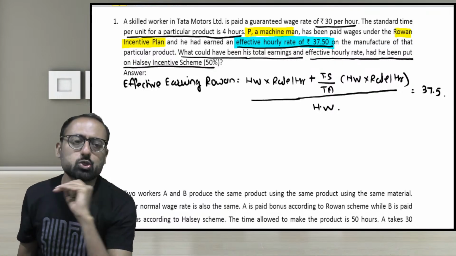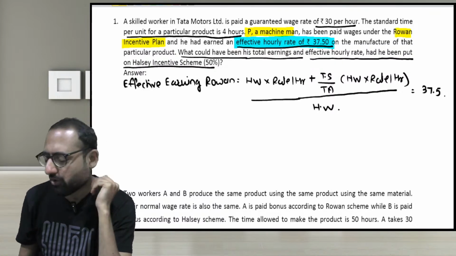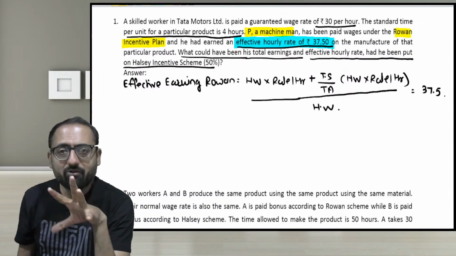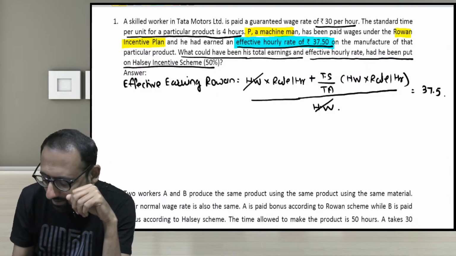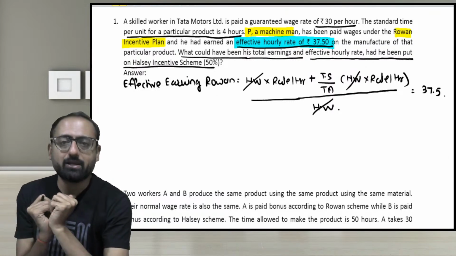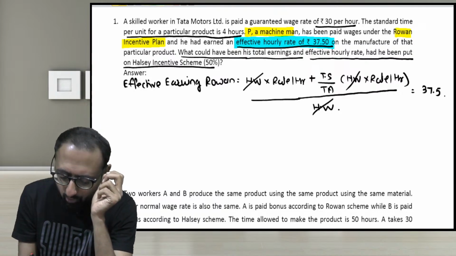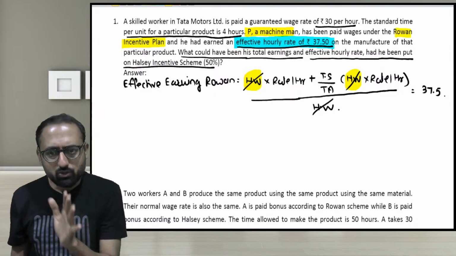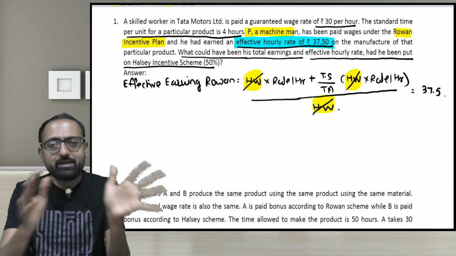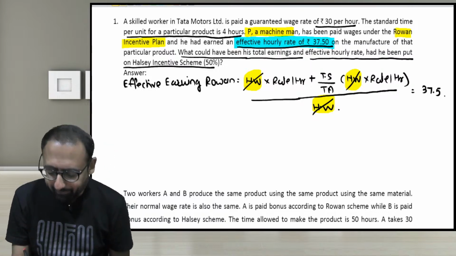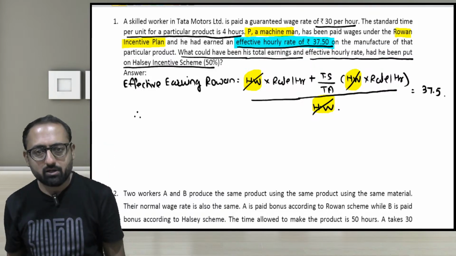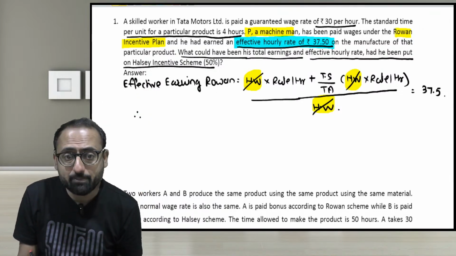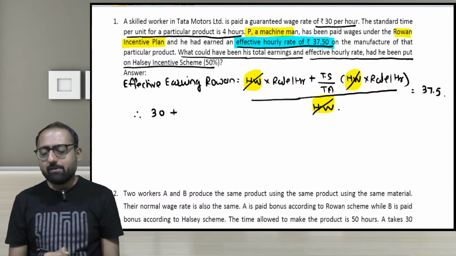Now, my dear champion students of mathematics, because you have a clear foundation, hours worked can be cancelled because hours worked is common in the denominator, and in the numerator both terms have hours worked. So hours worked is taken common and it gets cancelled. Very simple. Therefore, rate per hour. Now, what is left in the numerator? Rate per hour is the basic wage rate per hour, 30, plus time saved upon time allowed.